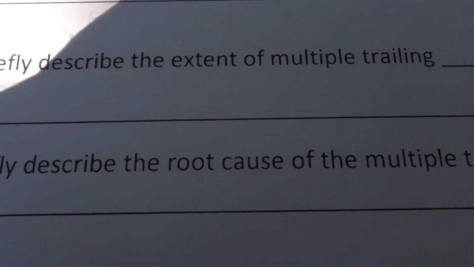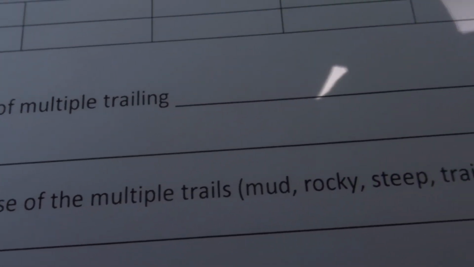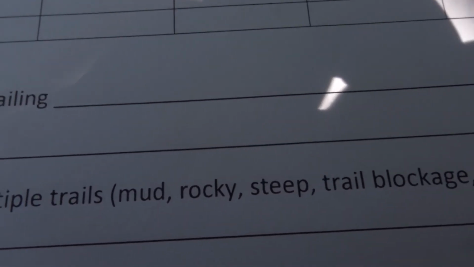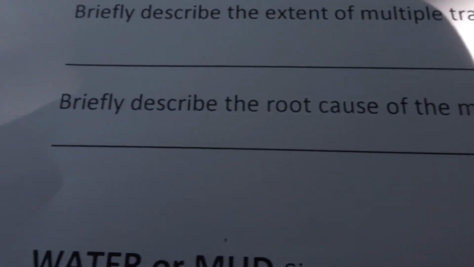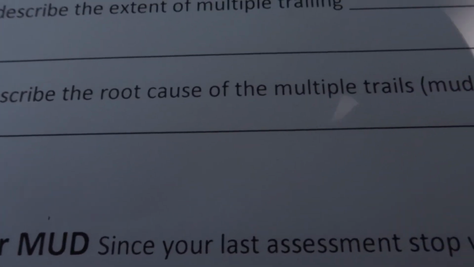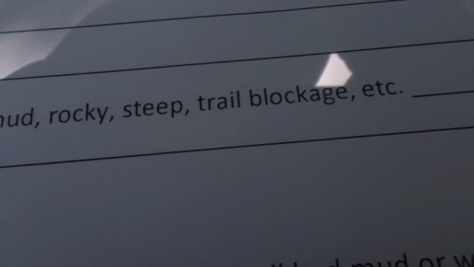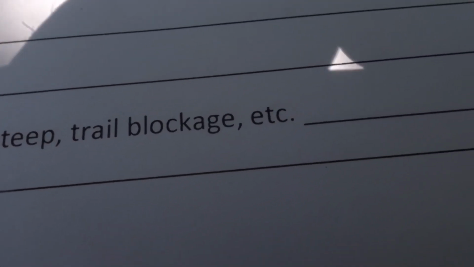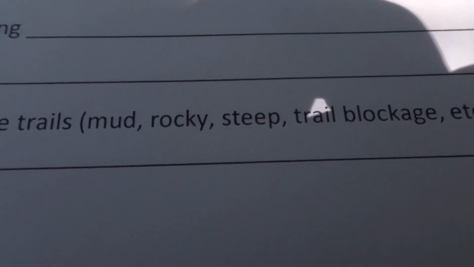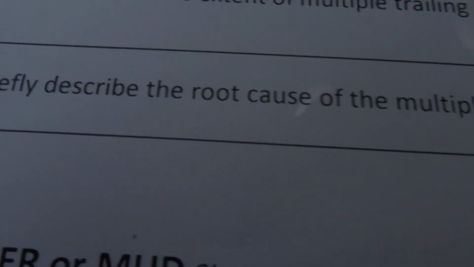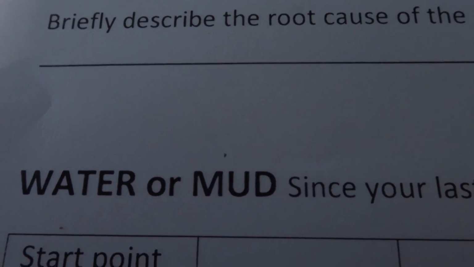And then briefly describe the trailing. So is it multiple, is it many, is it just one? And briefly describe the root cause. Is it because of mud? Is it because it's rocky and steep? The trail's blocked by fallen trees. So there's a spot to briefly put that.